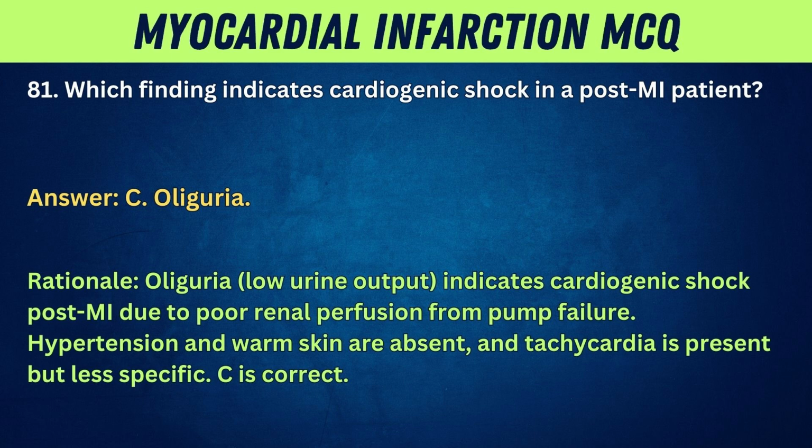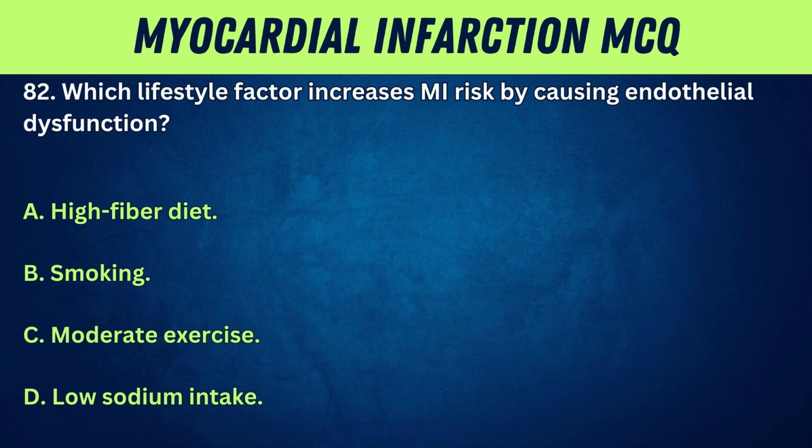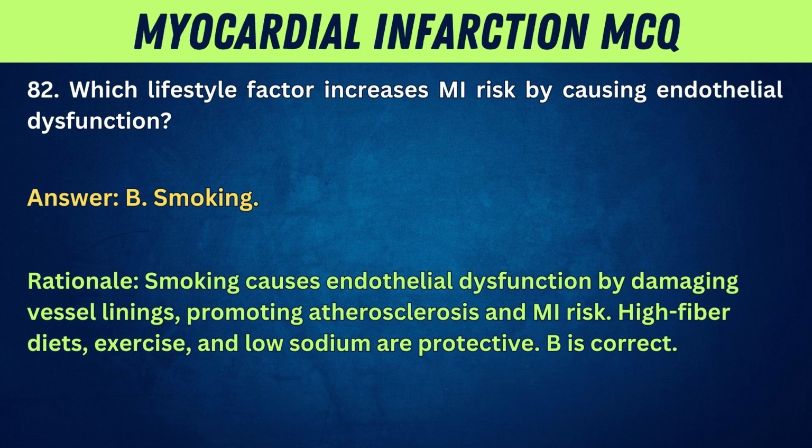C is correct. 82. Which lifestyle factor increases MI risk by causing endothelial dysfunction? A. High-fiber diet. B. Smoking. C. Moderate exercise. D. Low sodium intake. Answer: B. Smoking. Rationale: smoking causes endothelial dysfunction by damaging vessel linings, promoting atherosclerosis and MI risk. High-fiber diets, exercise, and low sodium are protective.